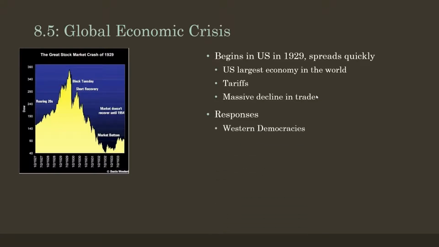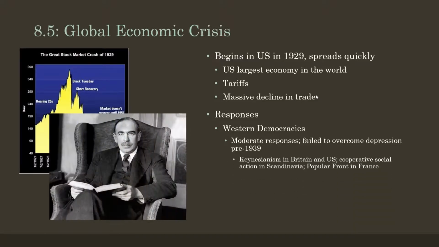So responses here. The Western democracies, as we would expect, are going to take pretty moderate responses. We're talking about Britain, France, the United States, of course, and Scandinavia would be in here. They failed to overcome the Depression prior to 1939. The asterisk here and the exception are the Scandinavian countries, which are actually pretty successful.